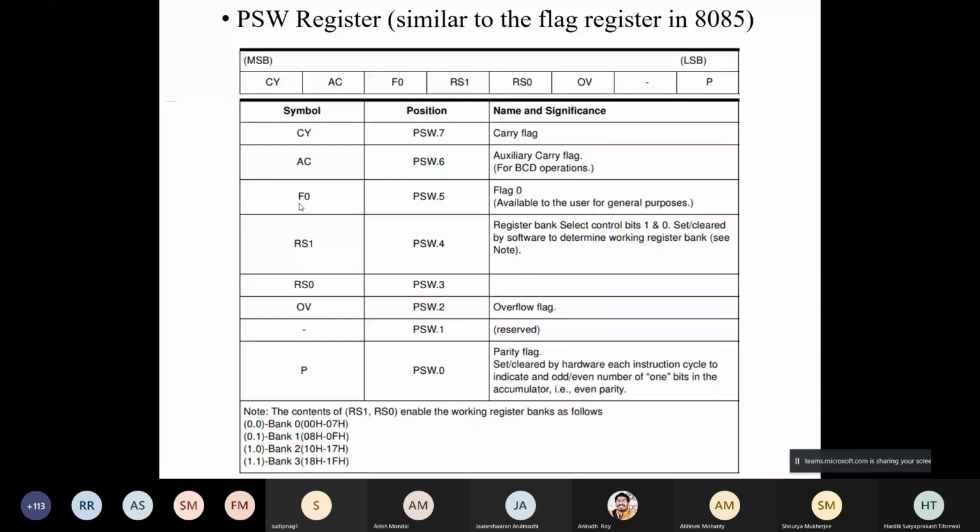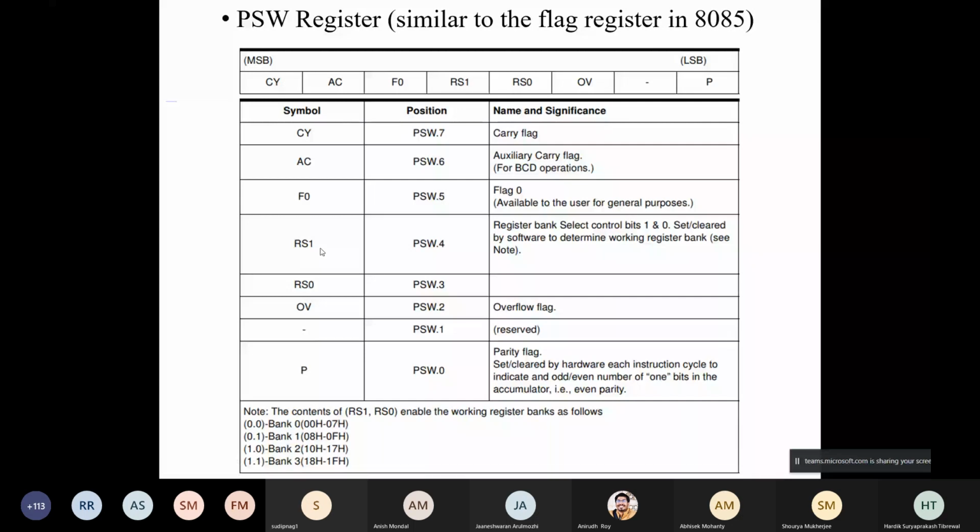Now, those register bank bits, RS1 and RS0. These are the bank select bits, register bank select zeros and ones. If you put 0 and 0, RS1 equal to 0, RS0 equal to 0, then bank 0 will be selected. If you keep 0 and 1, then bank 1 will be selected. If you keep 1 and 0, bank 2 will be selected. If you keep 1 and 1 for both RS1 and RS0, then bank 3 will be selected.